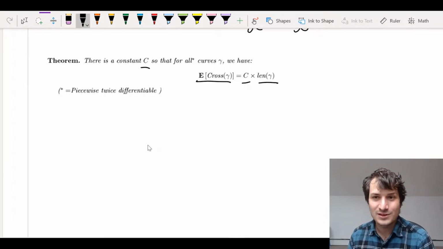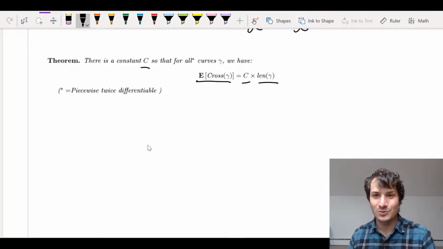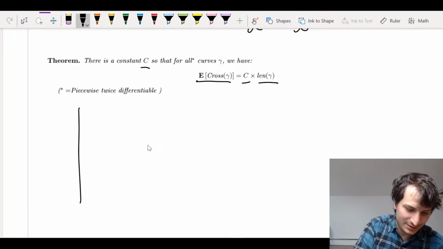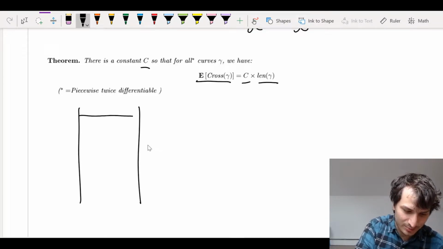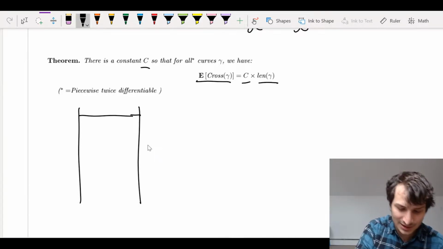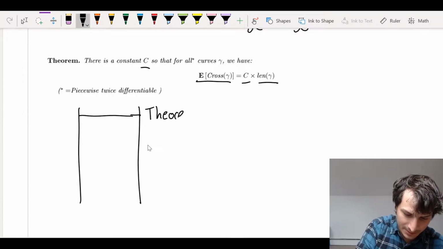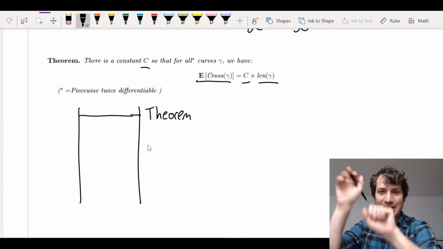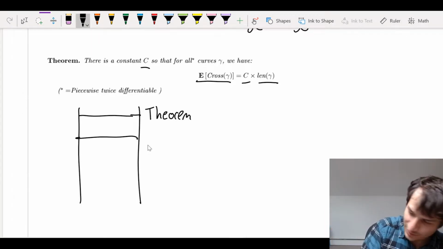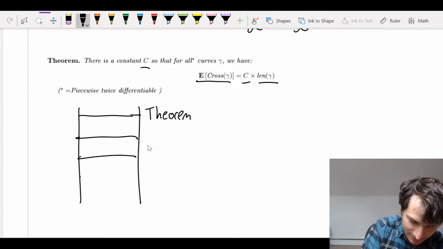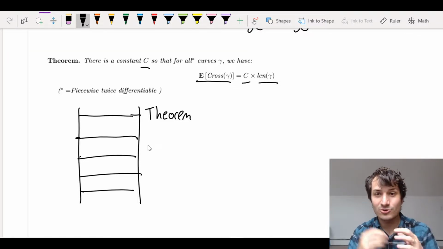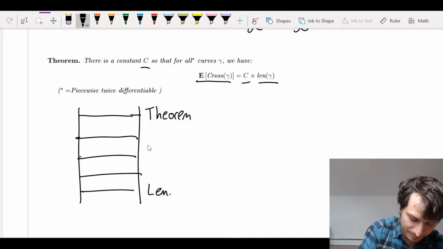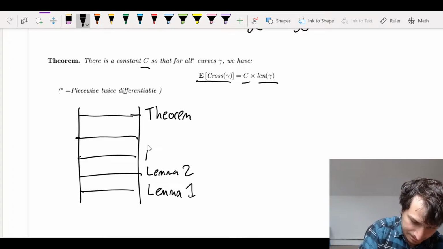And this proof is what I call a ladder proof. What I mean by ladder is I think of it kind of like this, as a ladder. The top rung, the top that we want to get to, is the theorem. And there are going to be steps on the way that are rungs of the ladder. These are little lemmas that help get up to the proof. So there's going to be lemma 1, lemma 2, lemma 3, and lemma 4.